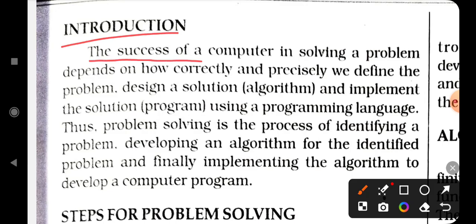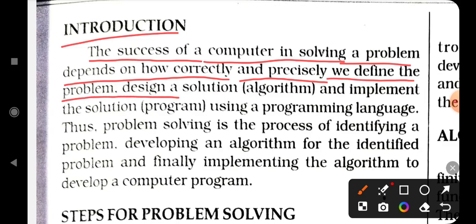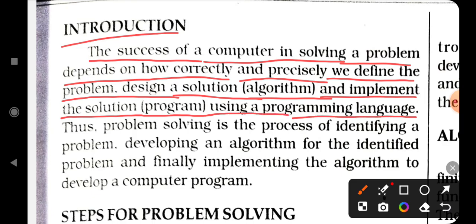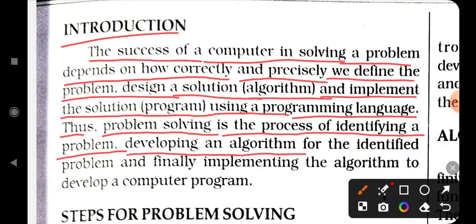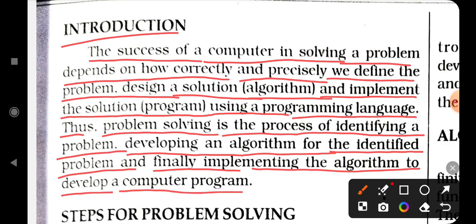The success of a computer in solving a problem depends on how correctly and precisely we define the problem, design a solution algorithm, and implement the solution using a programming language. Thus, problem solving is the process of identifying a problem, developing an algorithm for the identified problem, and finally implementing the algorithm to develop a computer program.